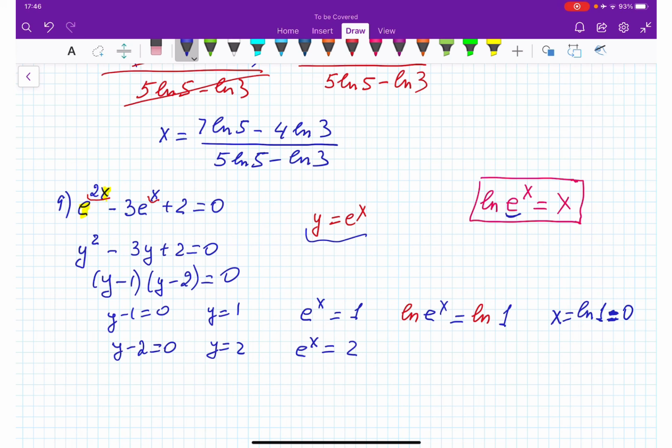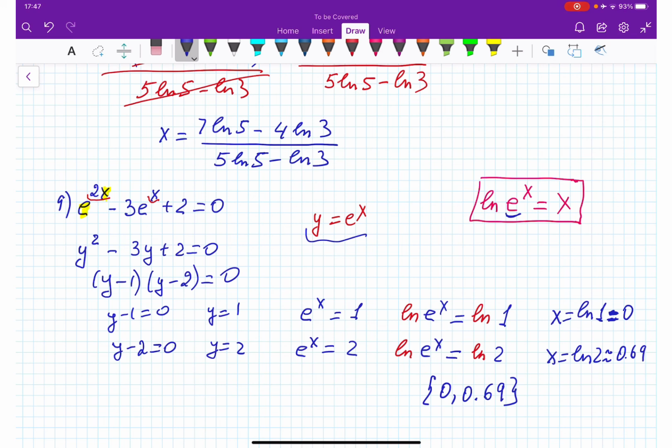All right. And the same thing here. Natural logarithm: e to power x is equal to 2, so from here we have x is equal to natural logarithm 2, which is approximately equal to 0.69. So the solution we write like that: 0, comma, and 0.69.